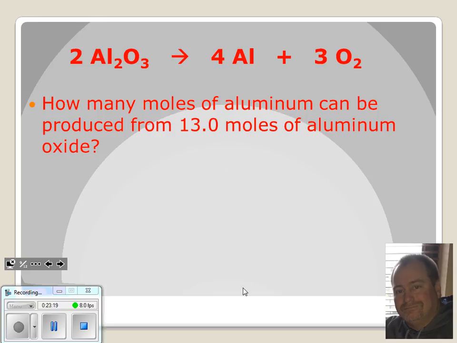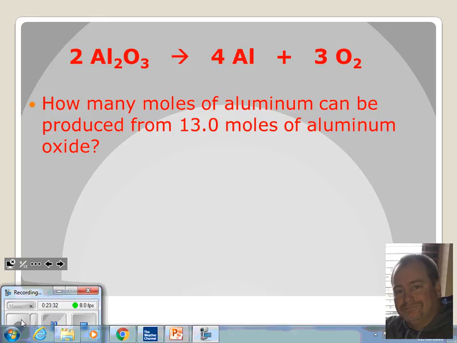Now, I'm going to give you a second. We're still dealing with that same equation. I'm going to give you a second to write down this question. Now, here's the entire deal with the molar ratio. We are going to use it to convert something of a known quantity into an unknown quantity of a different substance.